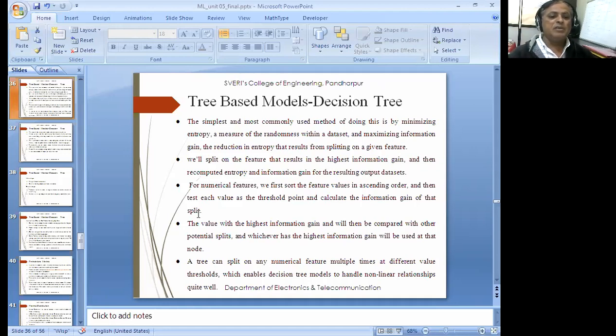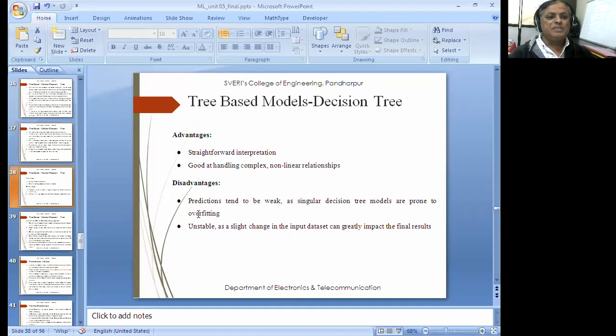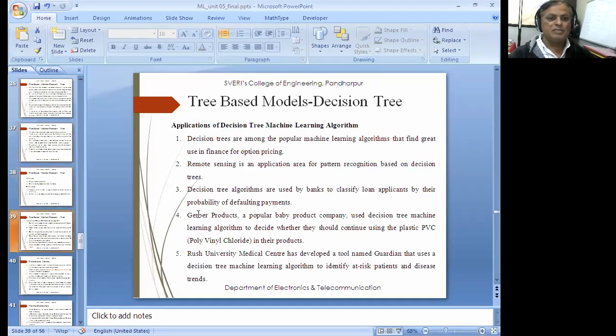A tree can split on any numerical feature multiple times at different value thresholds. So that will be helpful in handling non-linear relationships as well. The second decision we need to make is when to stop splitting the tree. That is the most important point. Then we have seen some of the advantages and disadvantages of the tree based model, that is decision tree. These are some of the applications.